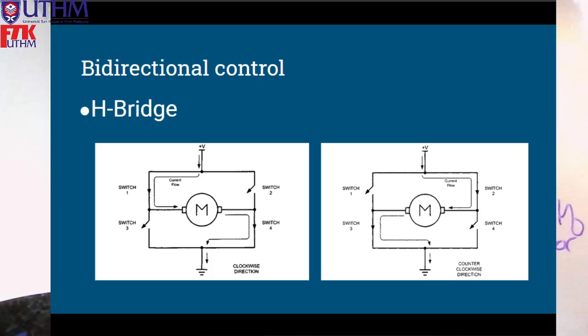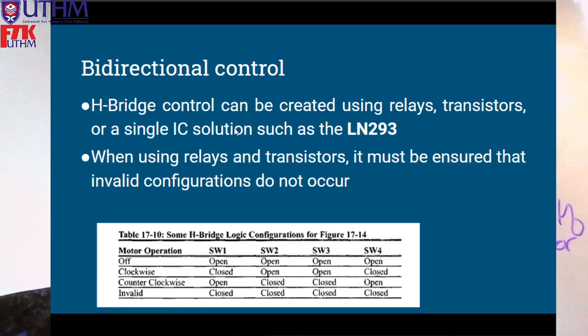So how do we change the direction? Just flip the other way around. Now if you close switch 2 and switch 3, right, the current will flow from the right to left. So incidentally, it will change the direction of your motor, right? So this is one of the ways you can control the direction of your motor, right?